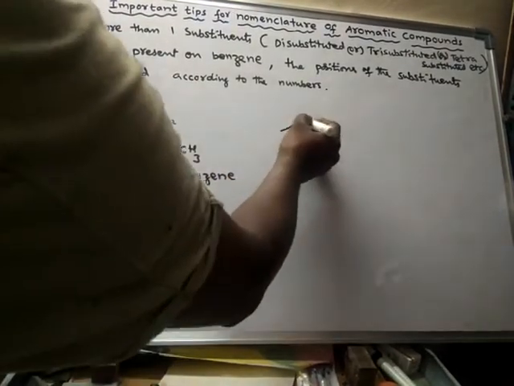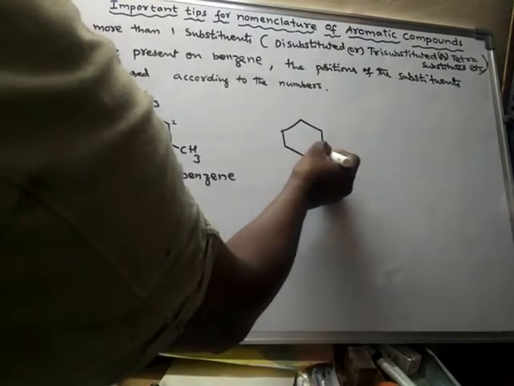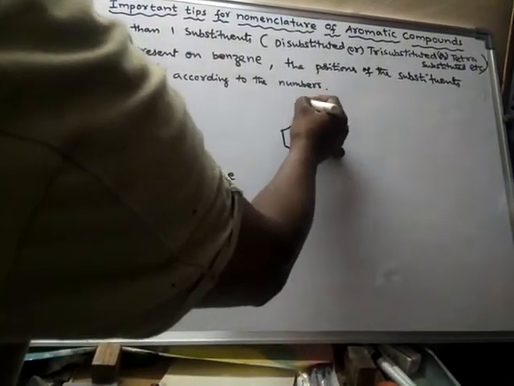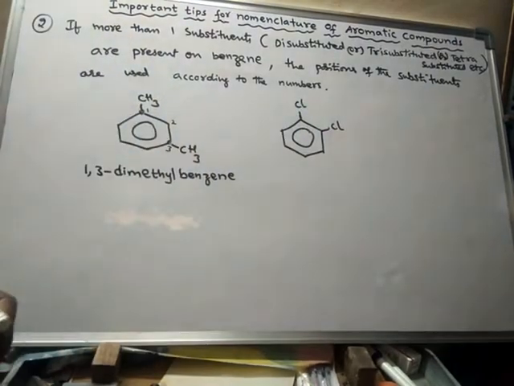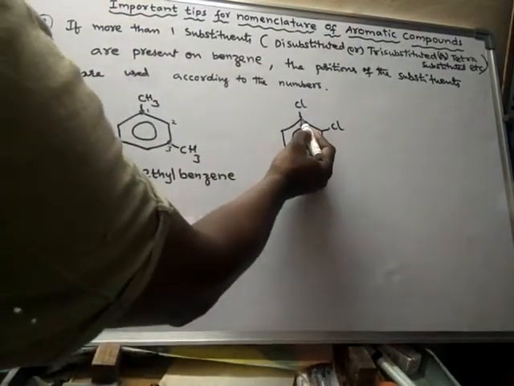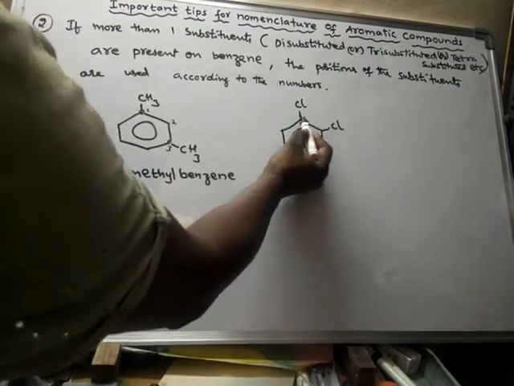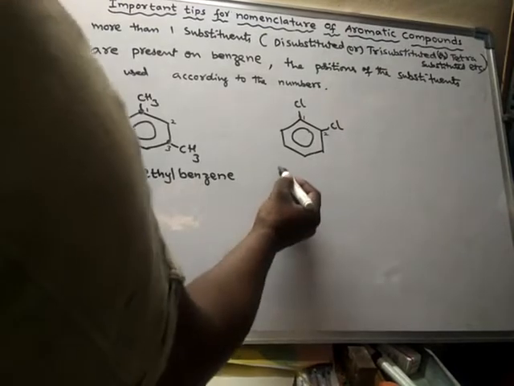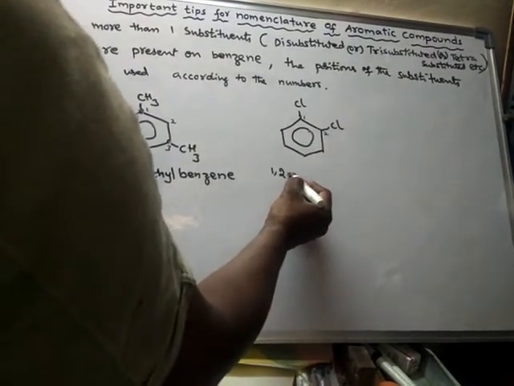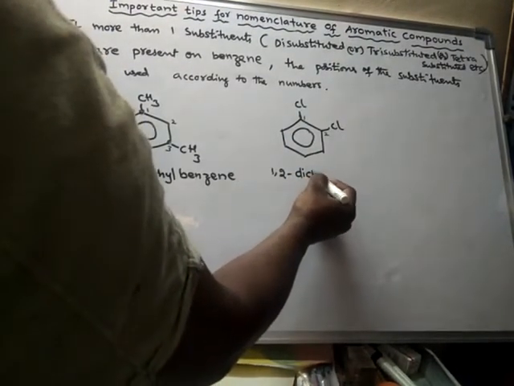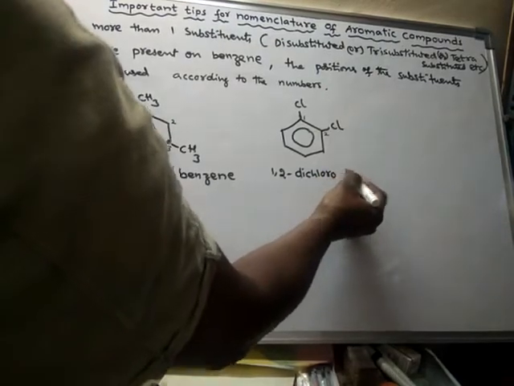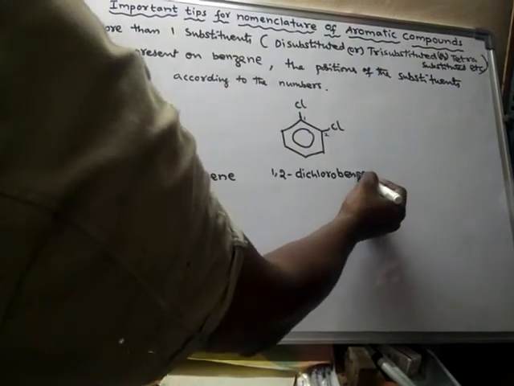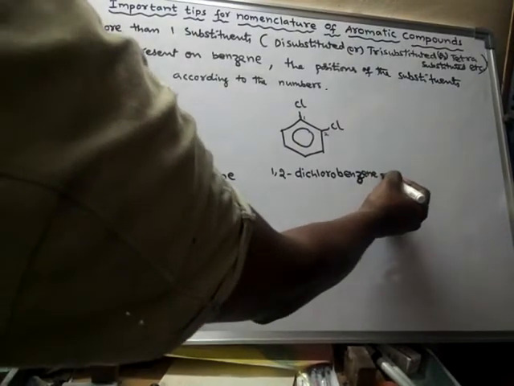What is the name of this compound? So now the substituents are on adjacent carbons. If this is the first carbon, this will become the second carbon. Now the name will go like this: 1,2-dichlorobenzene. Okay, 1,2-dichlorobenzene.